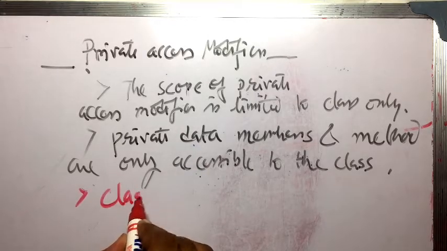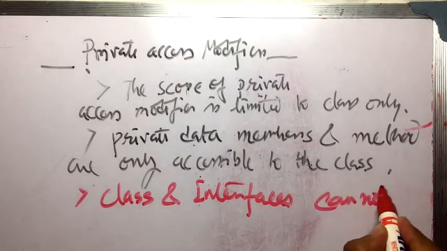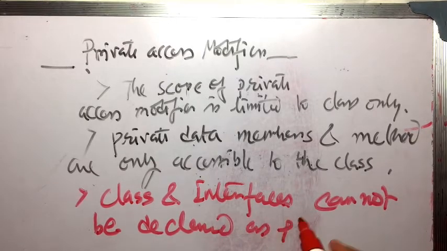Class and interfaces cannot be declared as private. You cannot even declare a constructor as private. So the private access modifier is the scope within the class. Default means within the class as well as from within the package, but private is limited to the class only. So this is the private access modifier.